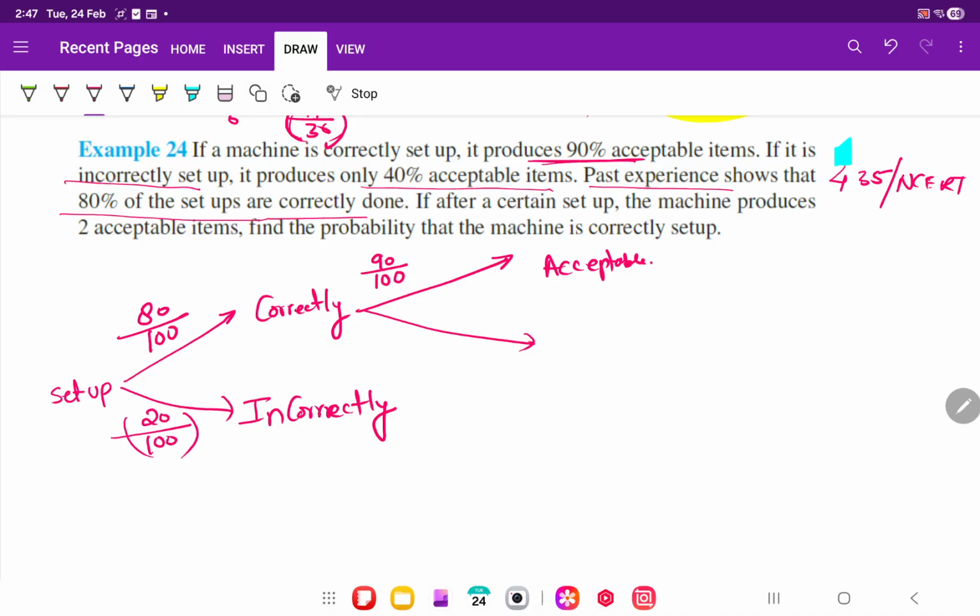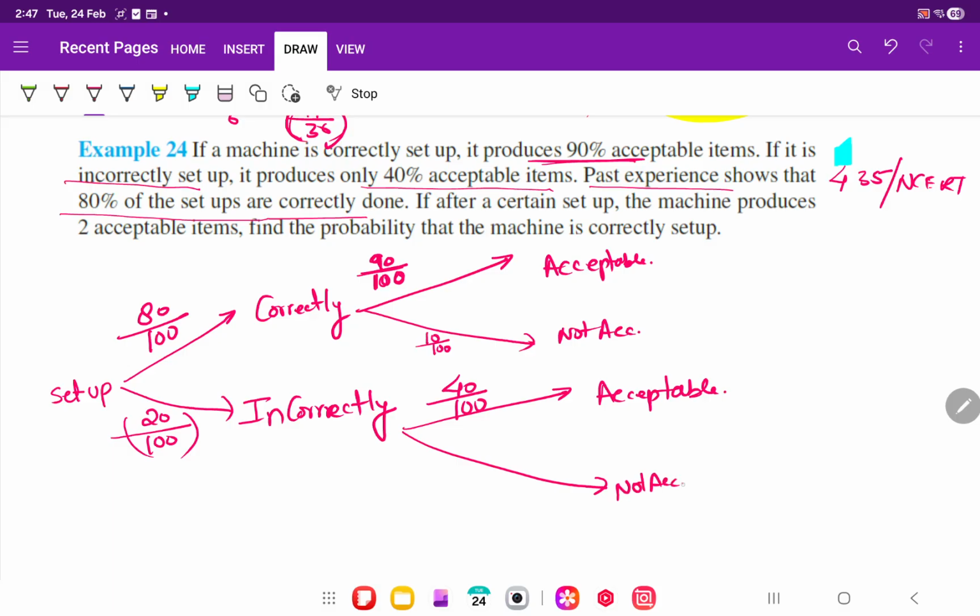90%. If you pick up the first product, you will check, there is a 90% chance that it is correct. So that means not acceptable will be how much? 10%. Correct? Those we don't need. Now, if incorrectly set up, how many pieces are acceptable? They are saying only 40% is acceptable because efficiency will be low. And not acceptable will be how many then? 60%. Correct? So this is the flow chart that we will get out of the question.